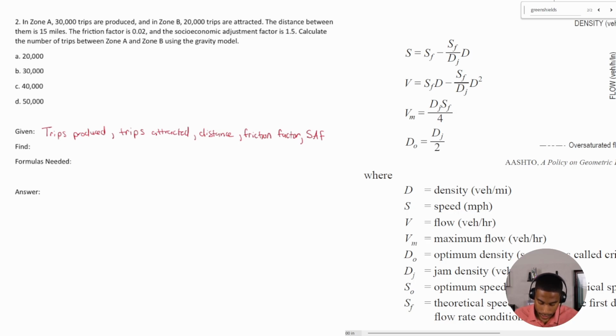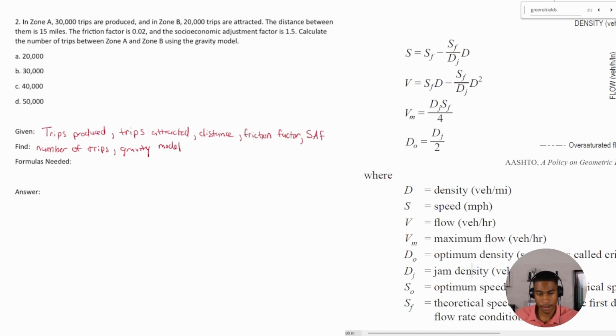And then we're asked to calculate the number of trips. So we're trying to find the number of trips between zone A and zone B, using the gravity model. So we know that we need to use the gravity model to help us solve this.